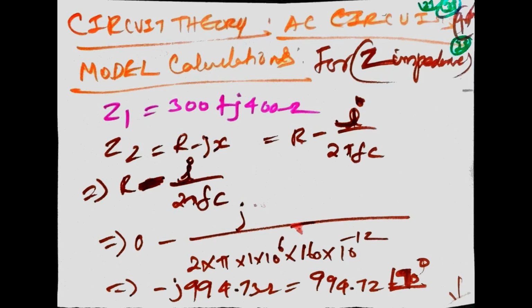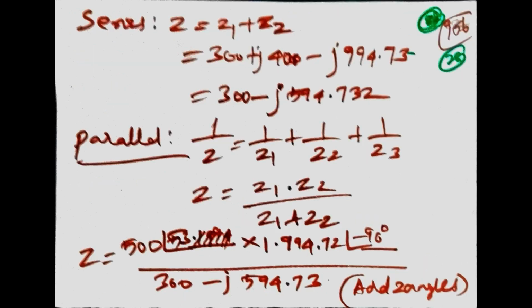That is converted into polar format. Minus j is angle of 90 degrees. Series Z is Z1 plus Z2. 300 plus j 400 is the Z1 value, and minus j 994.73 is the Z2 value. So we get the series total Z as 300 minus j 594.73. Add the Z values; one has a minus sign, one has a plus sign, so we obtain Z with a minus sign.